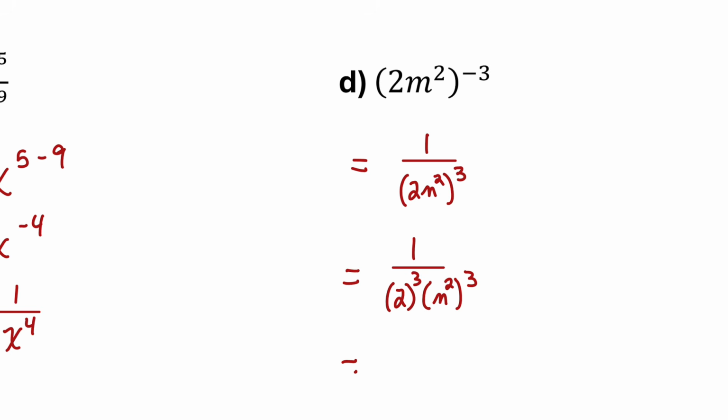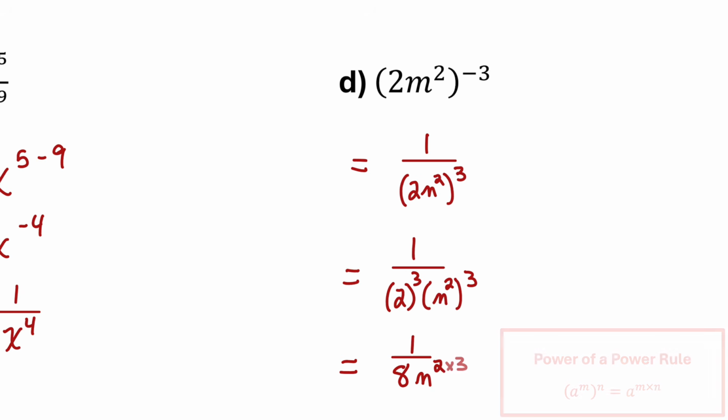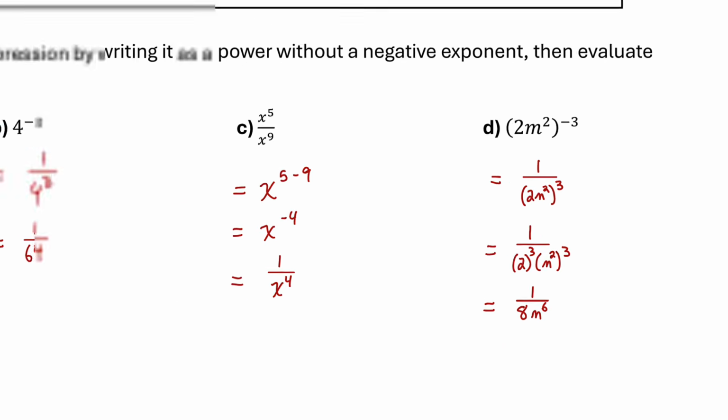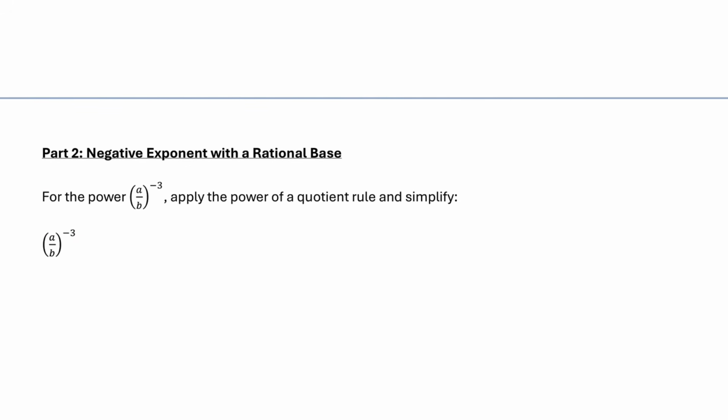And then to finish off the simplifying, 2 cubed is 8. M to the power of 2 to the power of 3, using the power of a power rule, I multiply those exponents, giving me m to the 2 times 3, which is m to the power of 6, giving me a final answer of 1 over 8m to the power of 6. And now let's look at what happens when the base of our power is a fraction and the exponent is negative.